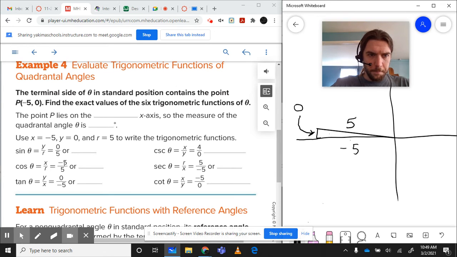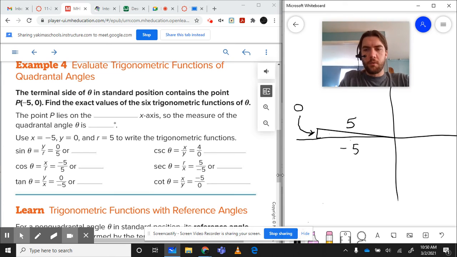Let me just think about that for a second. Yeah, that should have been a -5 over 0. This one should be a 5 over a -5. That looks good. And that one should be a -5 over 0. Okay, so that all checks out.